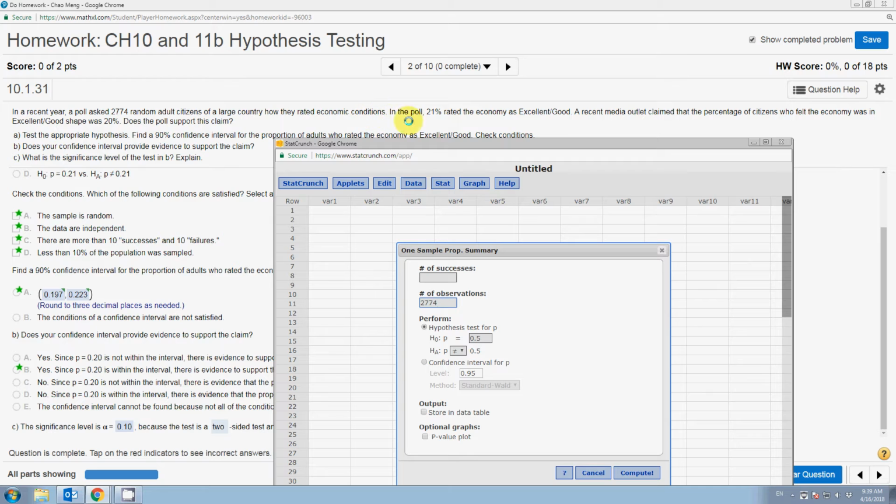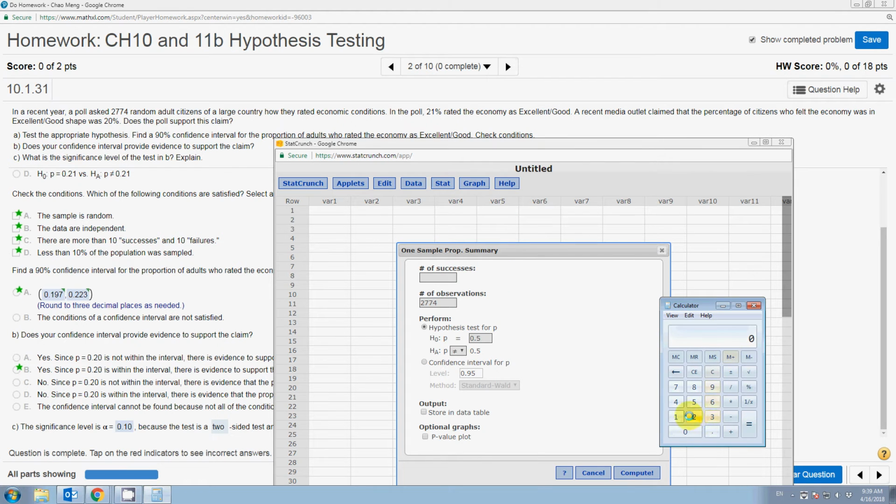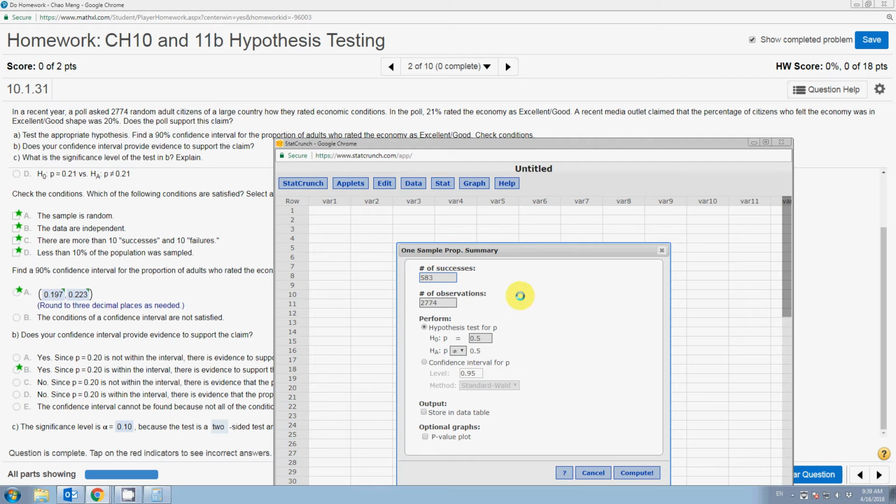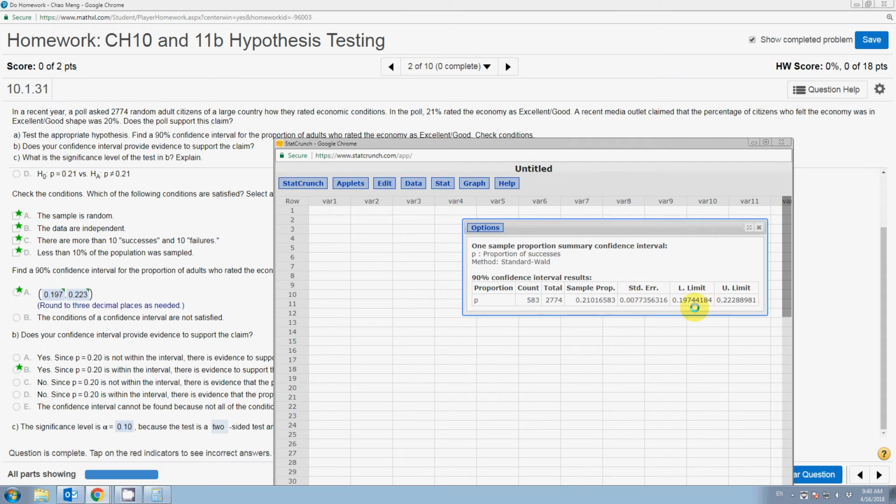We're not given the number of successes, but we are given this percentage. 21% of this number rated the economy as excellent. So we have to do some calculation. That's going to be 2774 times the percentage, 0.21. That's the number of successes. So let's put 583 there. Okay, and the confidence interval is 90%, so 0.9. Let's click compute. Okay, we got the lower limit and upper limit.